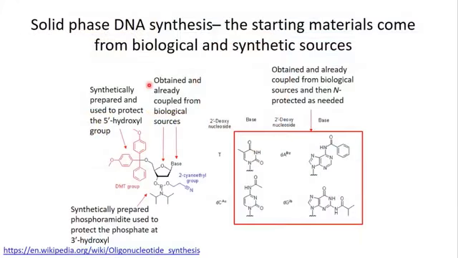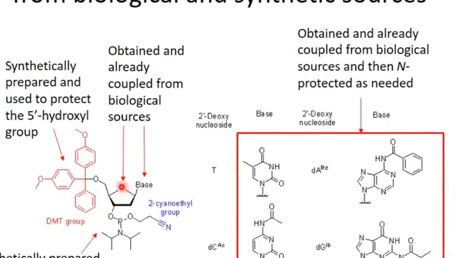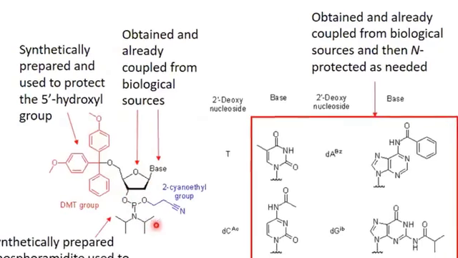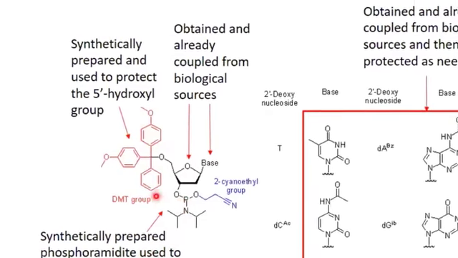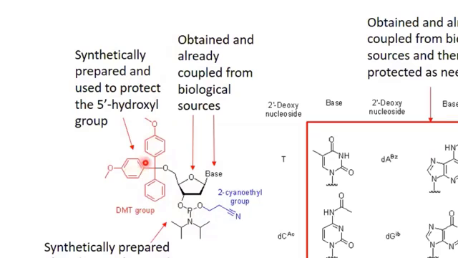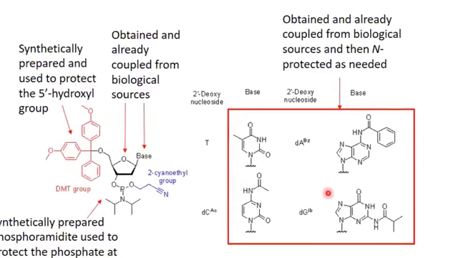So solid phase steps, DNA synthesis: the starting materials come from biological and synthetic sources. So the base hooked onto the deoxyribonucleic acid comes from a natural source. And then you put on this synthetically prepared phosphoramidite, and it's used to protect the 3' hydroxyl. And then you put this DMT group on here to protect the 5' hydroxyl. And these each come with a base, but the base likewise has to be protected. So if you have any one of these bases, they're going to have to be protected. So you see this acylation here that takes place on these free bases. So the base also has to be protected. You can't just use the free base here.